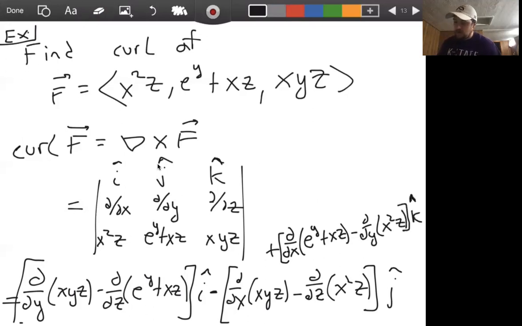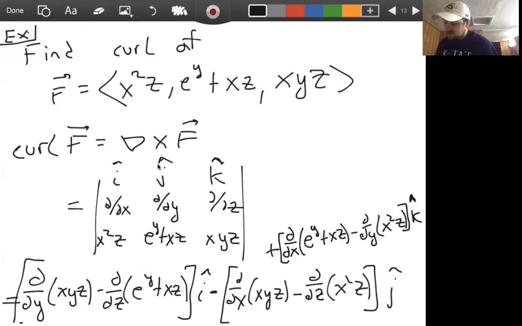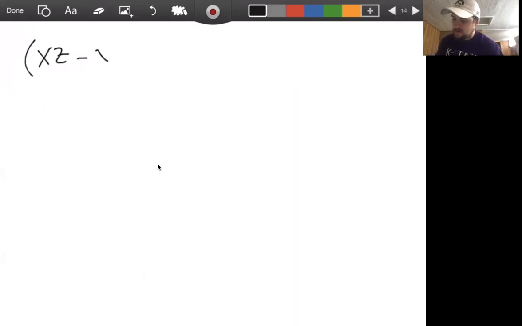And so now we can calculate what these partial derivatives are, and then we get our curl vector field. The partial derivative with respect to y of xyz is xz. So we have xz minus d dz of e to the y plus xz, which is x. So xz minus x, i hat.